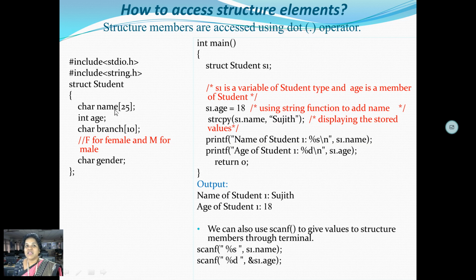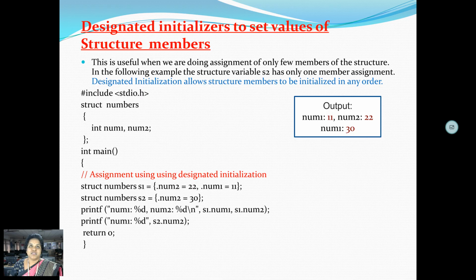So here I am not assigning any values to the branch. That is our wish. If you want to read the values for the branch, you can read, otherwise you can leave it. Okay. So this is about accessing the structure element. So how are you accessing? You will access each and every element in the structure by using the dot operator. Okay. Next. Designated initializers to set values of structure members.